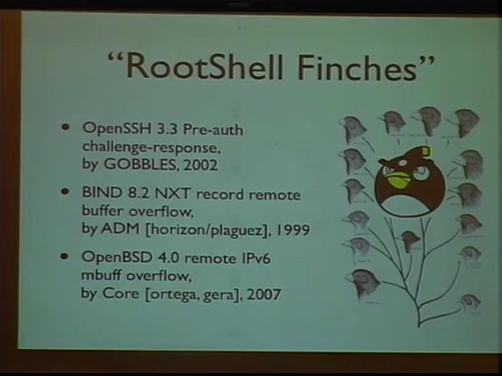So the three examples are going to be OpenSSH pre-auth challenge response, a bug that gave remote code execution, pre-auth. This was found by Goebbels in 2002. Bind, of course, was the mother of all problems for quite a while, so it's an older bug, from 1999, and that's the next record buffer overflow. And again, we're going to talk about how that happened and how it should not have happened. We're going to present a tool, a parser constructor, that allows you to avoid those kinds of subtle bugs. In C.